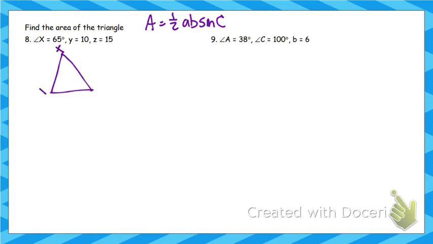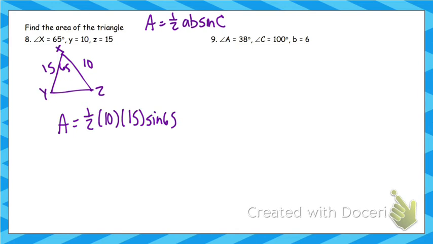Here's X, Y, Z. So this is side angle side. So this is great. Don't need to do any extra work. Just need to plug it in to my formula. So I got 67.97 for my area.